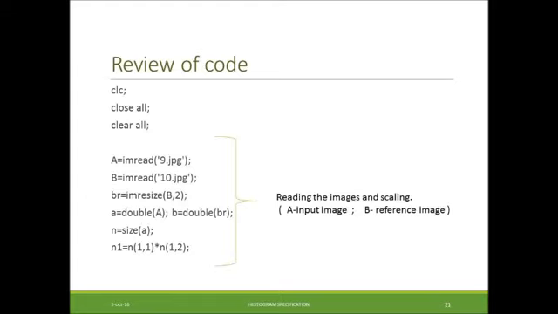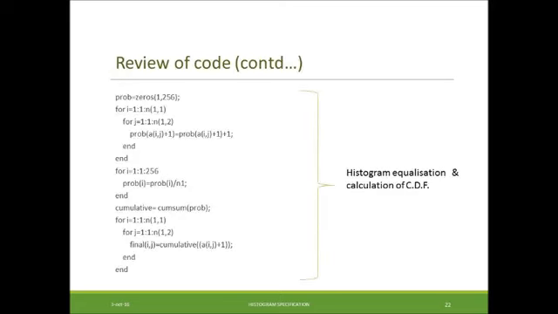Now let's have a quick review of the code. We are all familiar with the clc, close all, clear all commands. The first section of the histogram specification code is for reading the images and doing proper scaling. Here A is the input image and B is the reference image. After proper scaling of both the images, we go for histogram equalization as a first step, and after that, calculation of the cumulative distribution function.